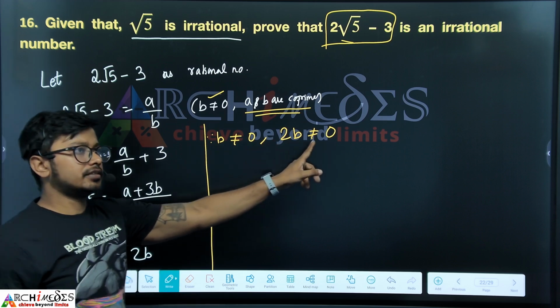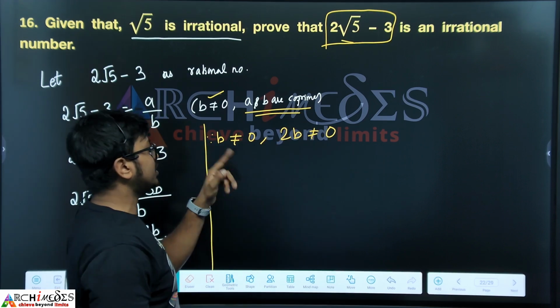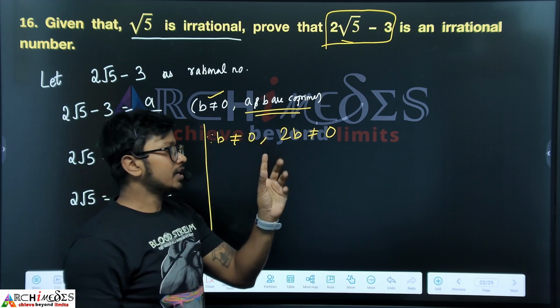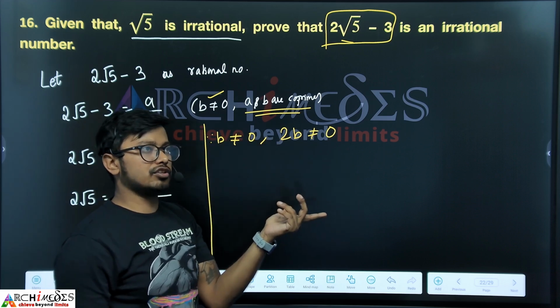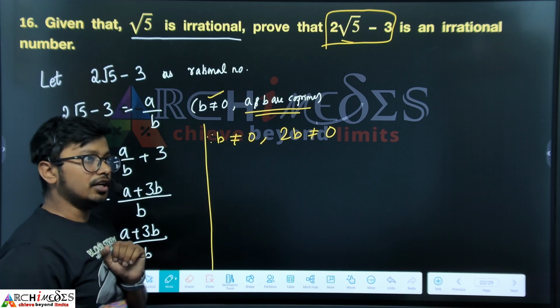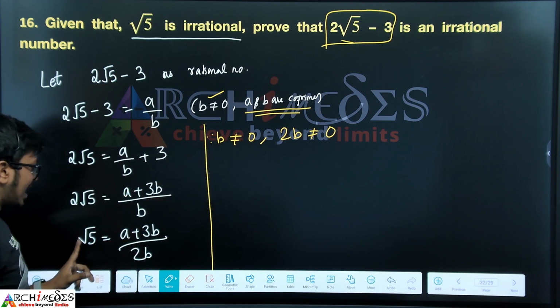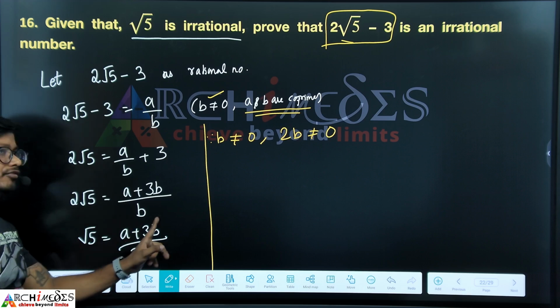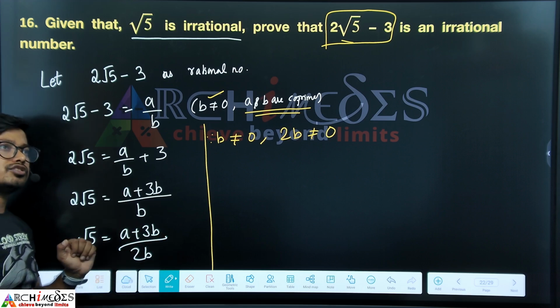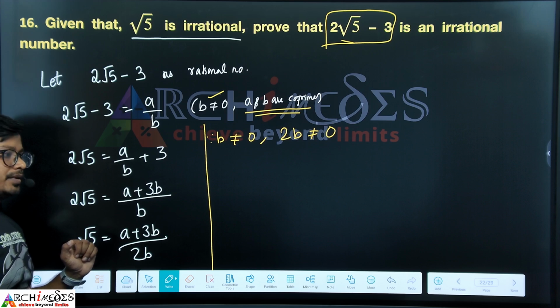Got it this point? Take any non-zero number and multiply by 2, how will you get 0? 2 is a non-zero number and b is also a non-zero number. So you never ever get the product of two non-zero numbers as 0. Clear? So that means you are writing √5 in the form of numerator and denominator where the denominator is not 0. Clear? Any doubt?